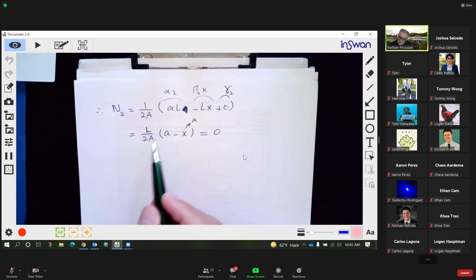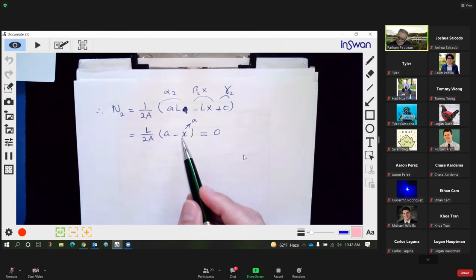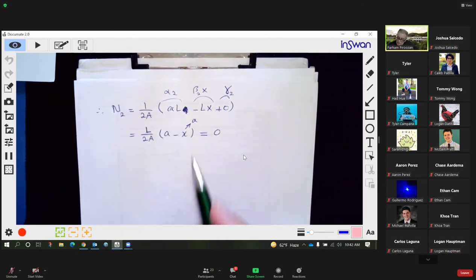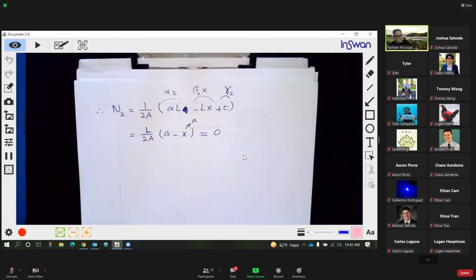Plug them here, we get this one, L over 2a, a minus x, but on this side, our x is L, our x is a. This x is a, so it makes 0. So N2 is 0.